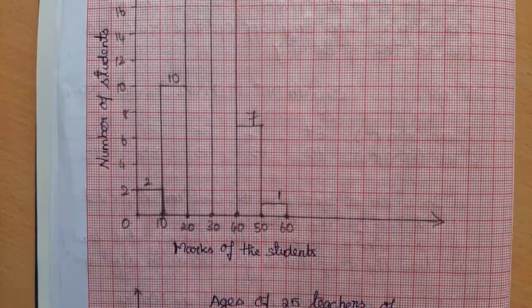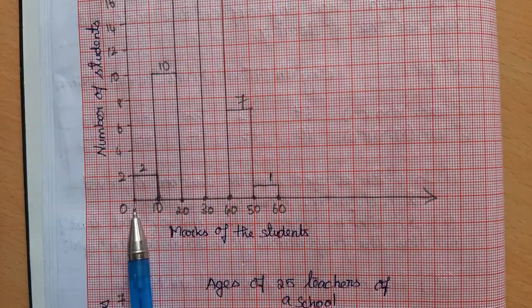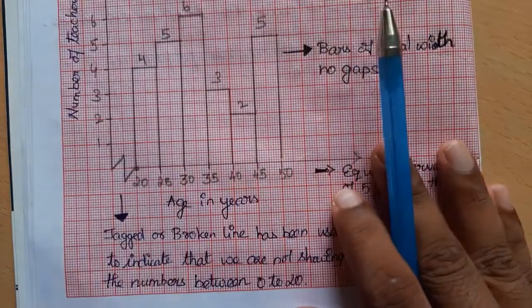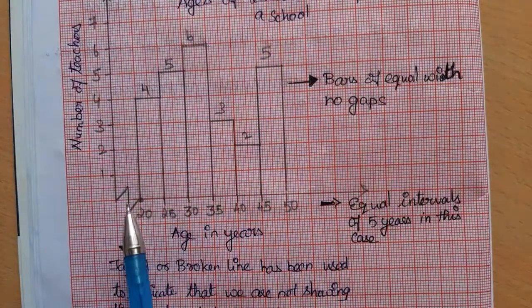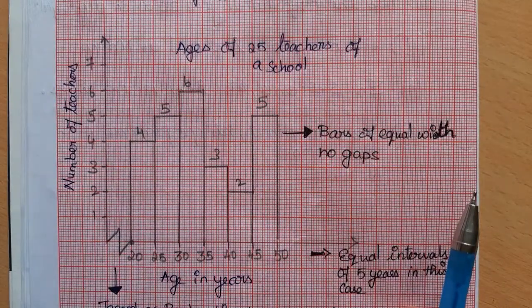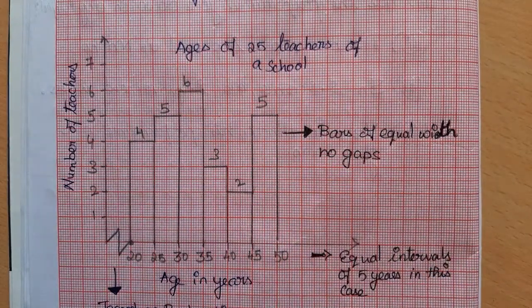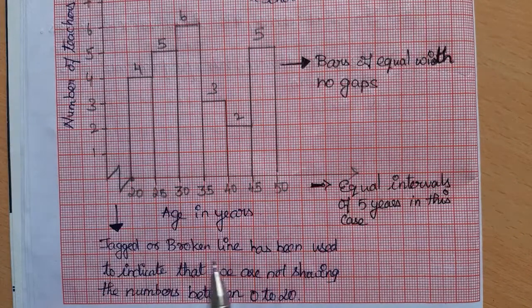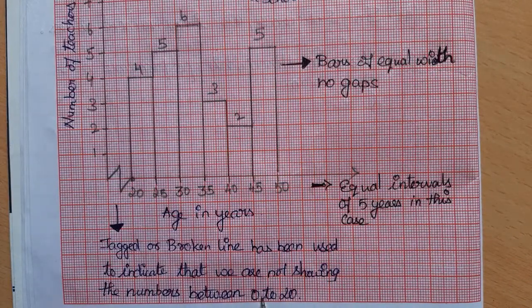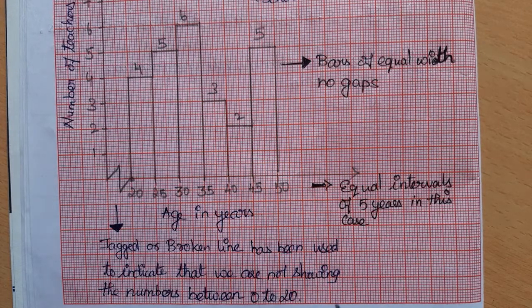But previously you can see we started from 0 marks, right? That's why it started from the vertical line. But here we didn't start from the vertical line, since there are no teachers from age 0 to 5. So a jagged or broken line has been used to indicate that we are not showing the numbers between 0 to 20, because there are no teachers in that age. That's why we are not showing it.